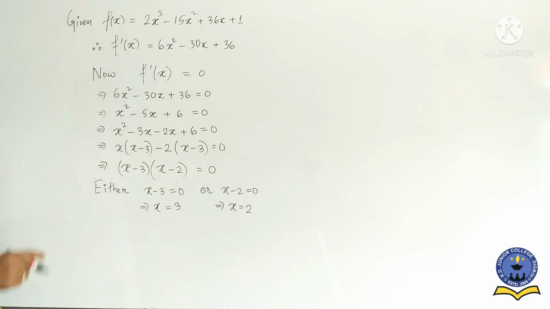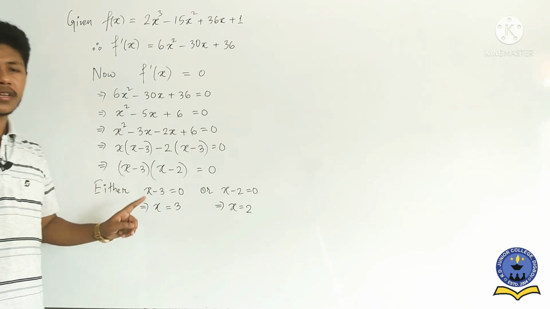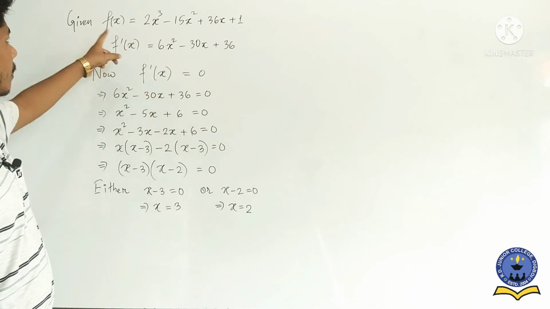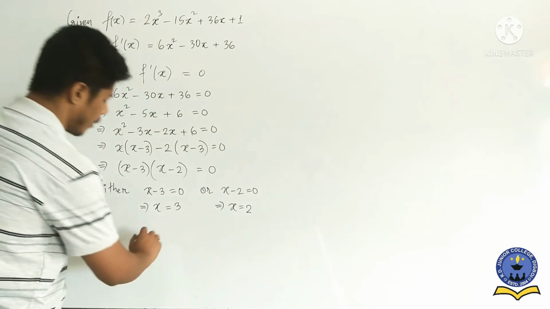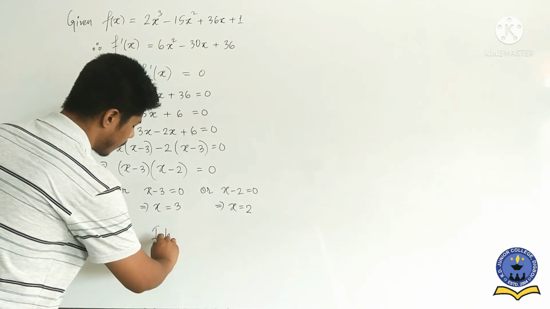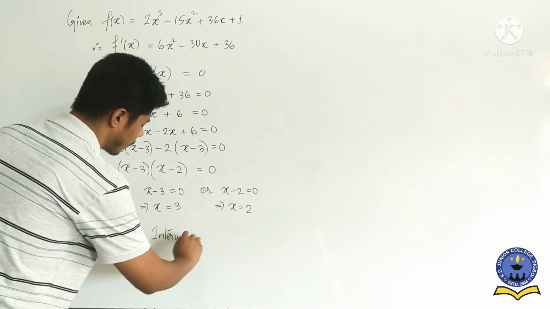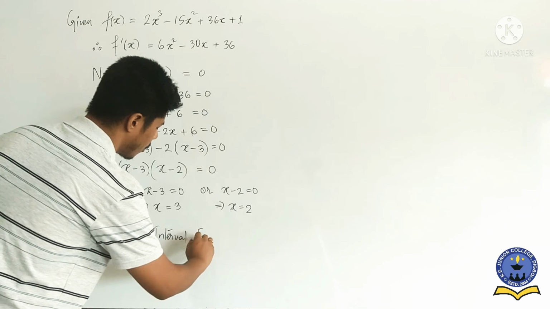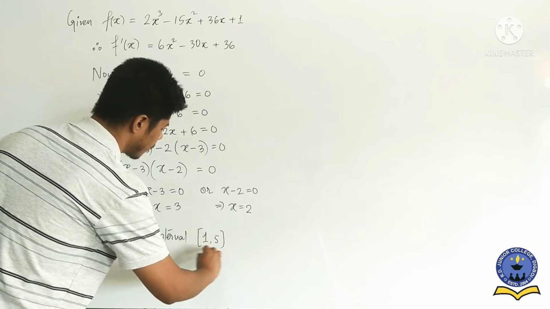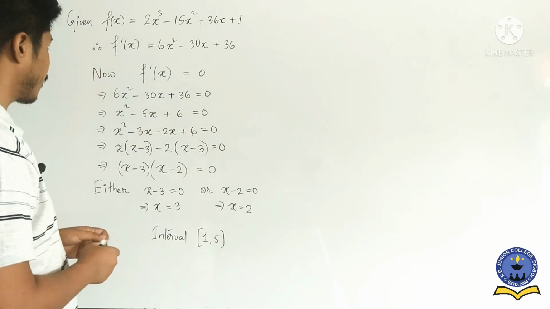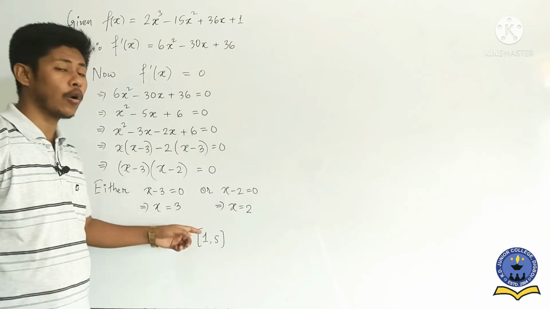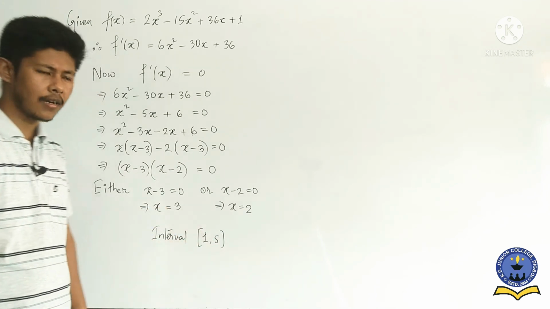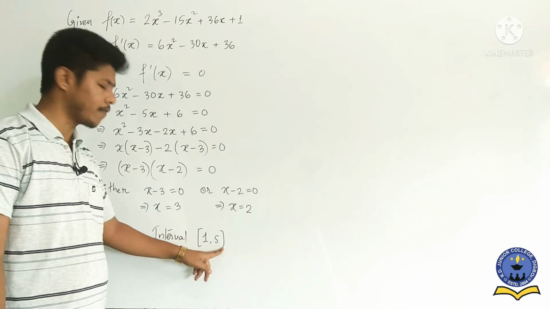Now these two are the critical points. One thing you see here: the critical points we get are 3 and 2, and in this function the closed interval is given from 1 to 5, isn't it? When we have to find the critical points, we always get them in between the given interval. Is it clear? So here the interval is 1 and 5, closed interval.